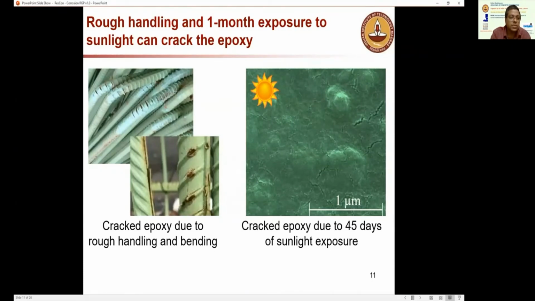You can see severe cracking due to bending after the coating, and also very rough handling of the rebars. There are a lot of cracks, and when you expose these rebars to sunlight for about a month or 45 days, you can very clearly see cracks which will lead to crevice corrosion, which is very dangerous, and that can happen even with a very limited amount of chlorides.